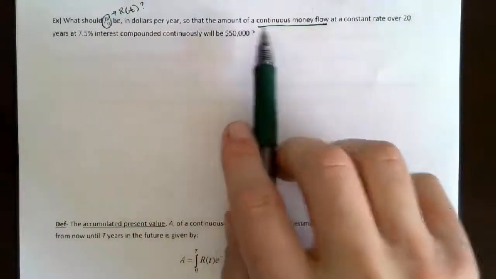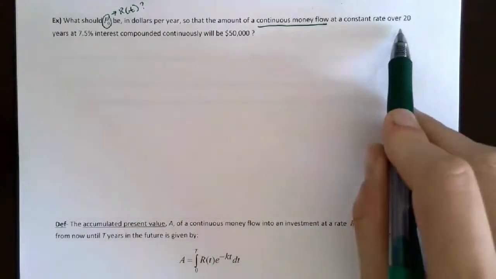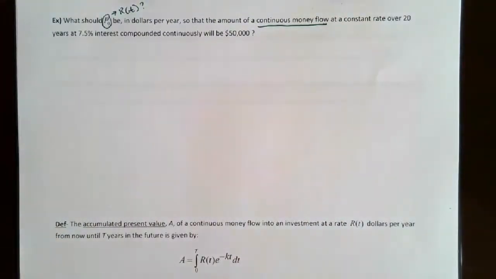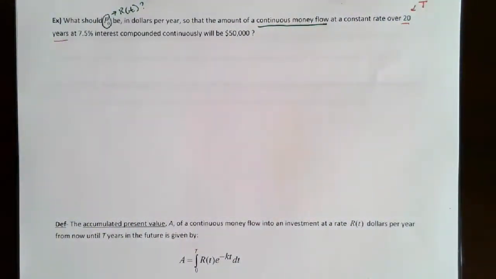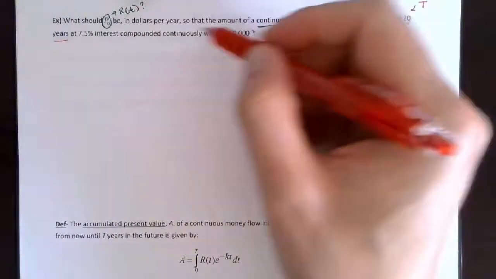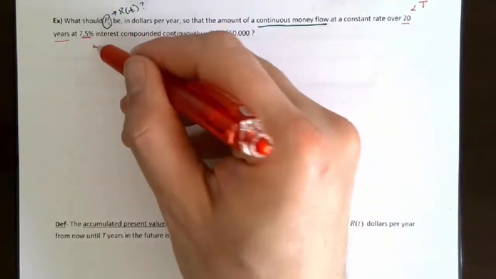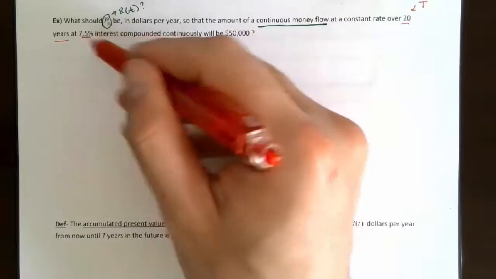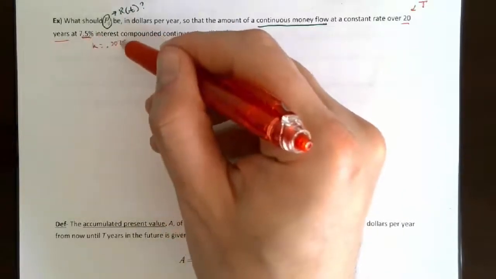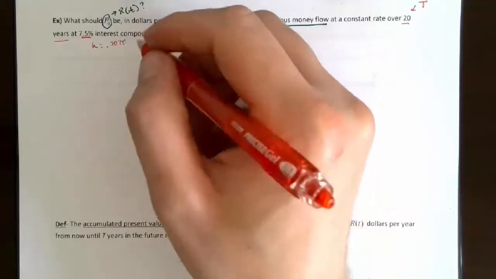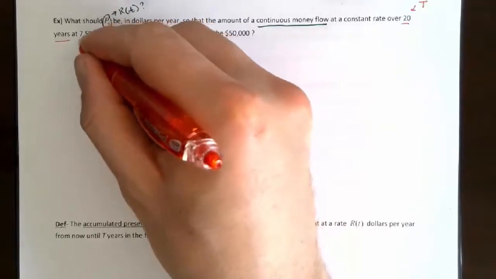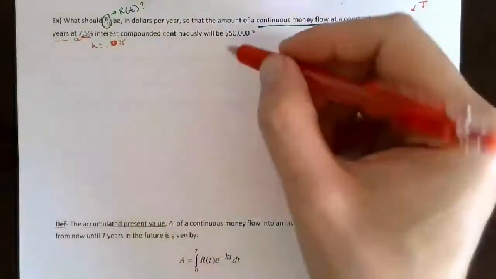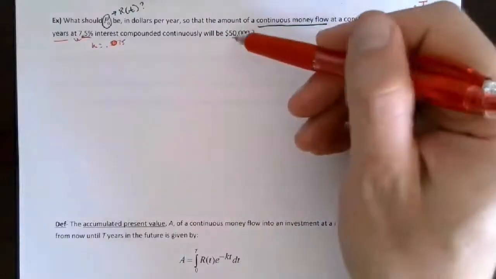So we're looking to find what R of t is in our formula. This is so that the amount of a continuous money flow at a constant rate over 20 years, the 20, when you see this 20 years, that's telling you capital T, and this is at 7.5% interest compounded continuously. Remember, k equals, moving the decimal 2 spaces back, 0.0075. I'm sorry, 0.075, because the decimal is there. So 1, 2, it'll be 0.075. And interest compounded continuously will be $50,000.